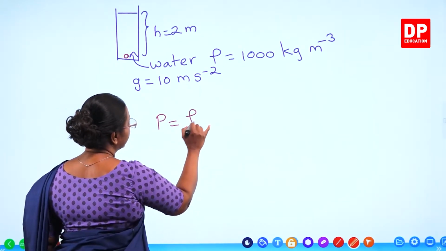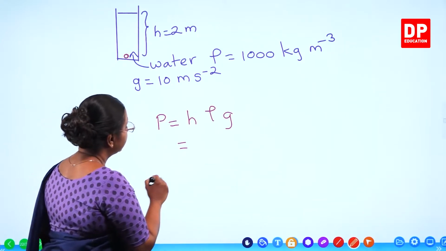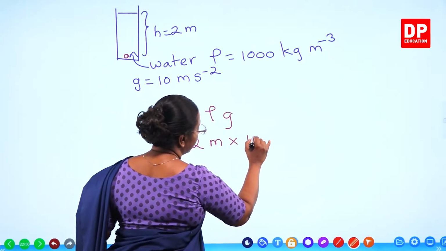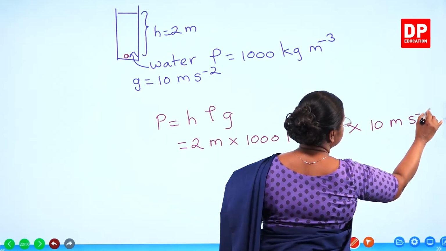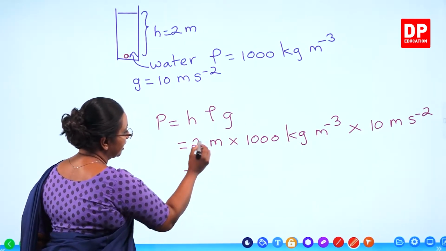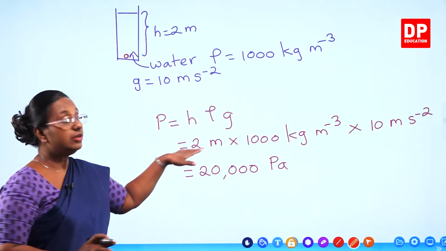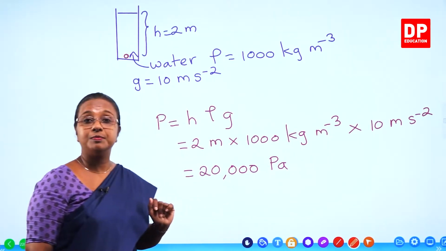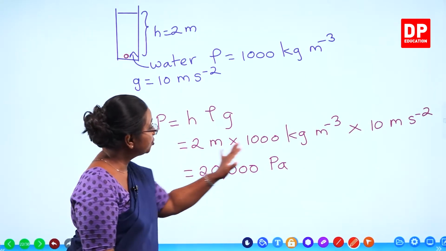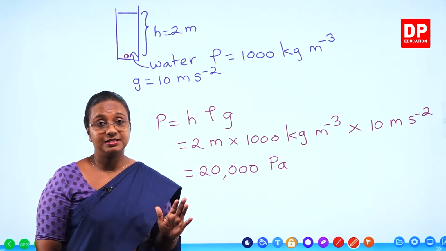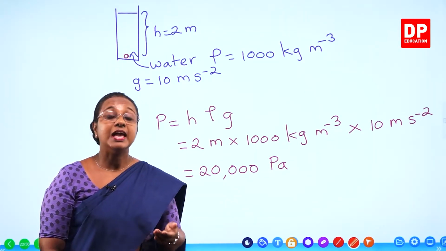We write the equation P equals H rho G. Always start with the equation. The H is given to you, 2 meters. What is rho? 1000 kilogram meter minus 3. And acceleration 10 meters per second square. So when you multiply all the values, you will get the answer as 20,000 Pascal. So you all know the units: when the height is in meter, density is kilogram per meter cube, and gravitational acceleration meters per second square, the unit for pressure will be Pascal. You need to multiply all the values and you will get the unit as Pascal. I am sure you all can understand that clearly. With that, students, I will move on to the next slide where we will discuss some examples.